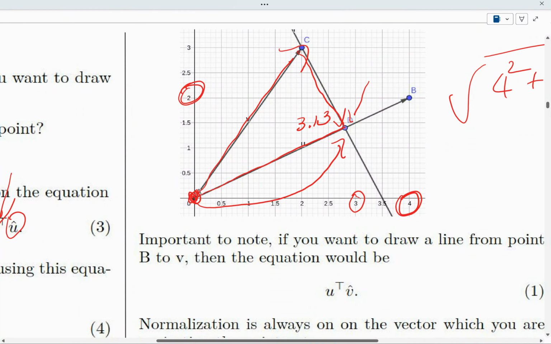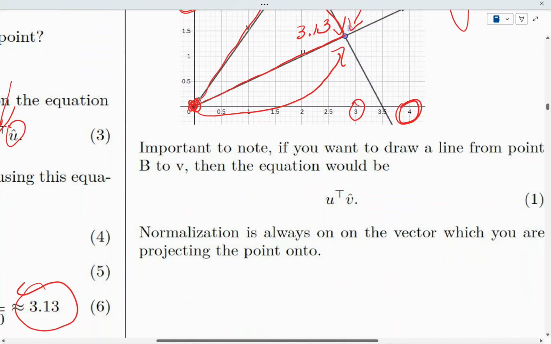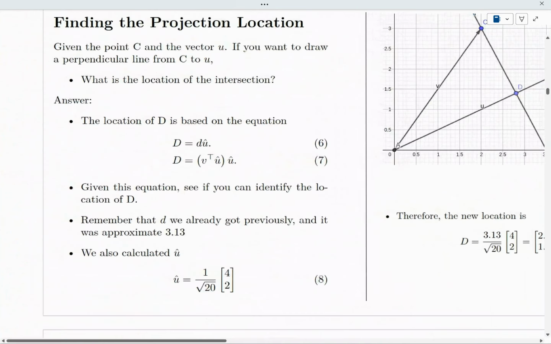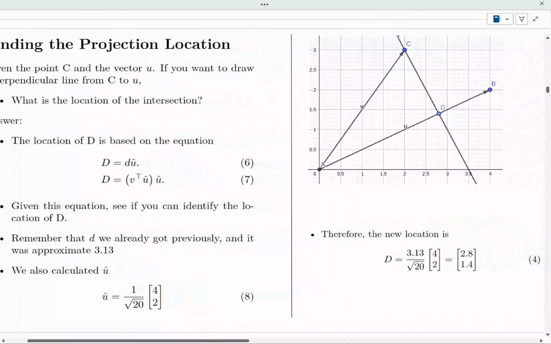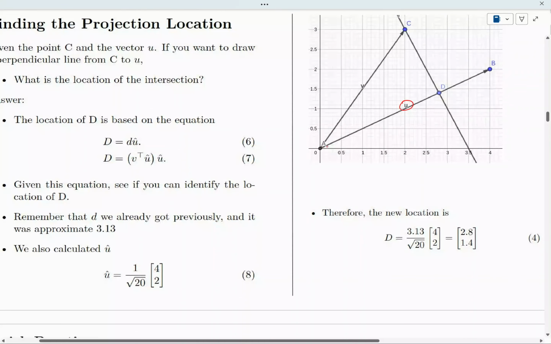Now the next thing we want to do, if we know the distance from here to here, are we able to find this exact point? And the answer is yes. We can find that point. It's actually quite simple. We know the vector u, and we know the unit vector u hat. If u hat is length 1, and we know the length is some value, I think 3.13, we simply multiply 3.13, the total distance, by u hat. And that will give us the final location.